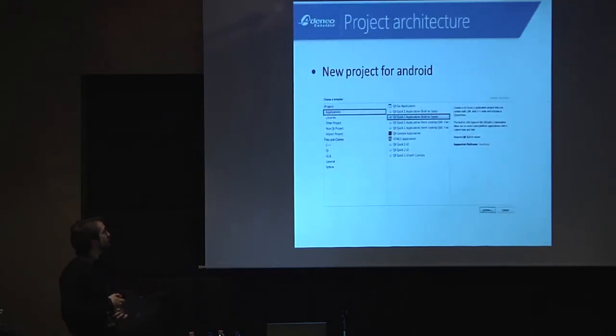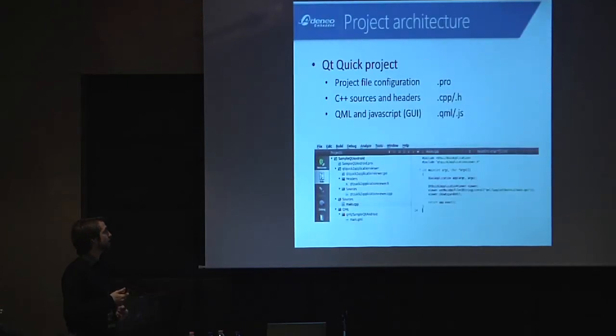So very quickly, you have your new project window. This is really basic. You select your application, you go for Qt Quick 2 application, and then you have your project. What you have in your Qt Quick project, also a bit quickly, is your project file, so your .pro, containing all the information needed for your project, so basically the list of your source files, the used components of Qt, etc. The source files, and your QML and JavaScript files that compose your graphical user interface.